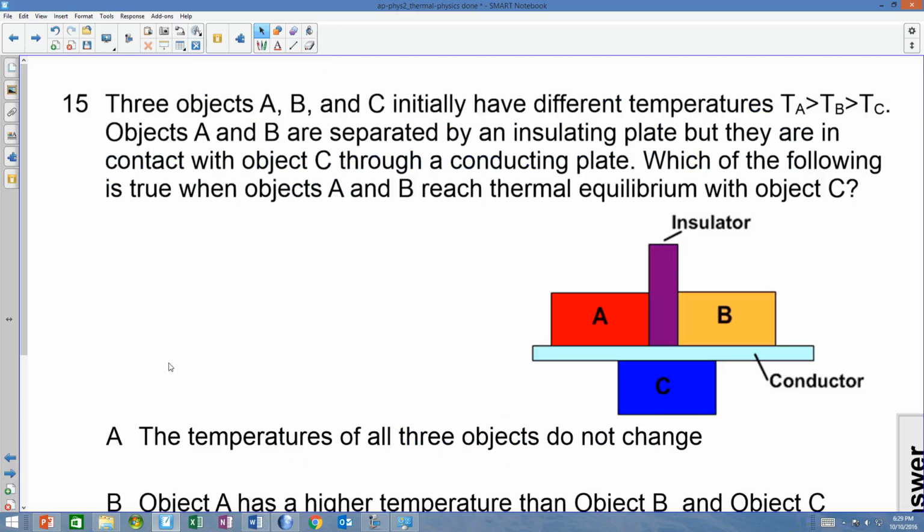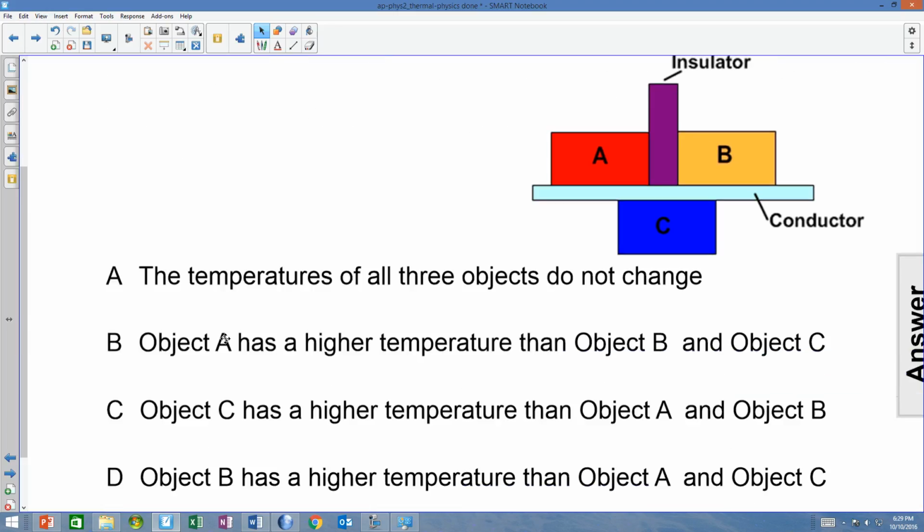Three objects, A, B, and C, initially have different temperatures. A has the greatest temperature, then B, and C is the coolest. Objects A and B are separated by an insulating plate, which is purple on the screen. They are in contact, though, with object C by a conducting plate, which is light blue. Which of the following is true when objects A and B reach thermal equilibrium with object C?